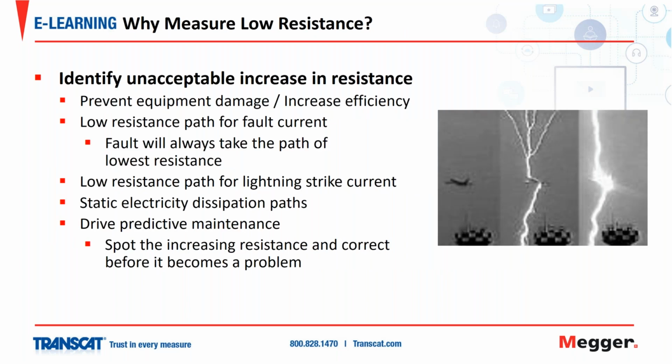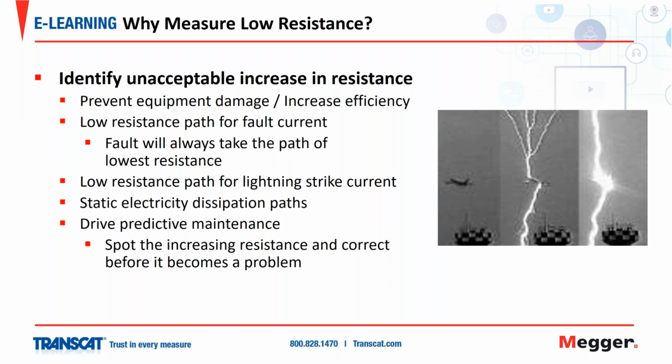So identifying unacceptable increases in resistance. We want to prevent equipment damage, certainly. We want to increase efficiency. We're looking for a low resistance path for any fault current. And you probably know that a fault current's always going to take the path of lowest resistance.